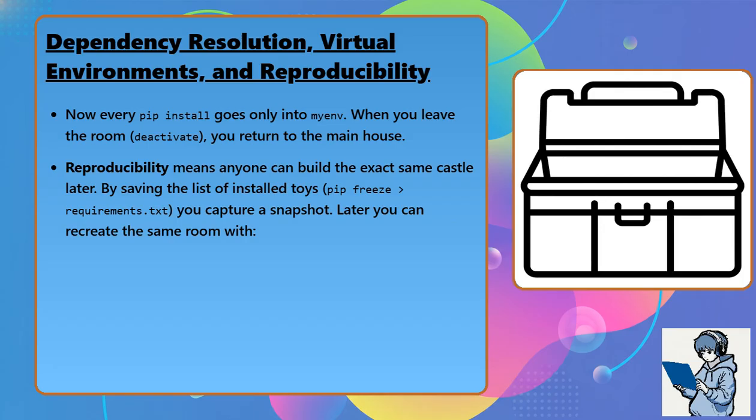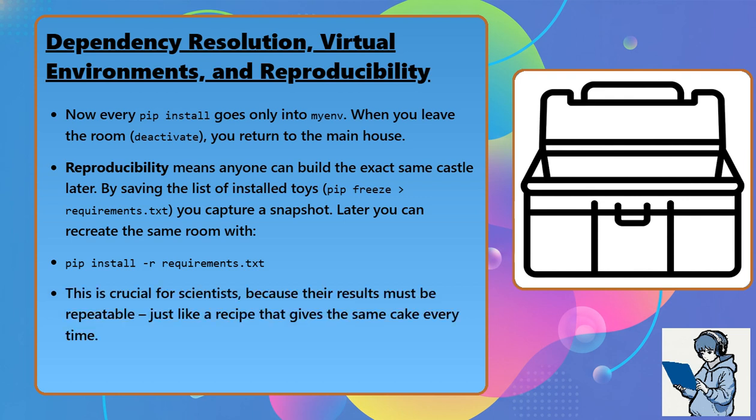By saving the list of installed toys, pip freeze > requirements.txt, you capture a snapshot. Later you can recreate the same room with pip install -r requirements.txt. This is crucial for scientists because their results must be repeatable, just like a recipe that gives the same cake every time.